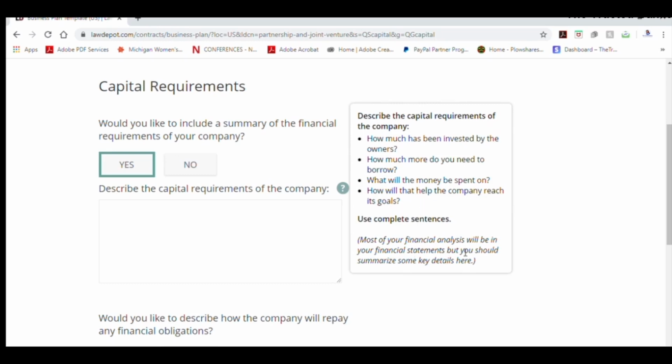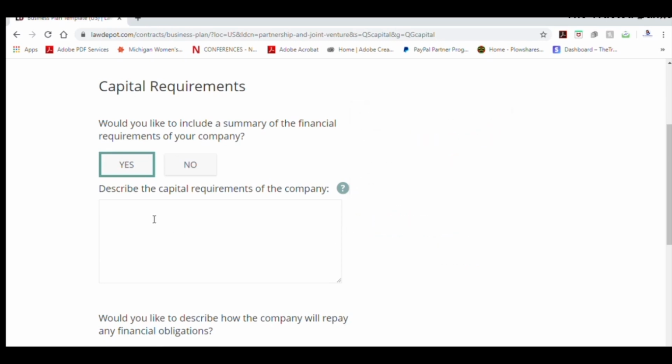Most of your financial analysis will be in your financial statements, but you could summarize some key detail points here. It's important for the bankers or the lenders or the finance companies to know how you're going to spend your money and how much you have invested. What equity do you have in your business, and how much have others, your partners, invested in your business?